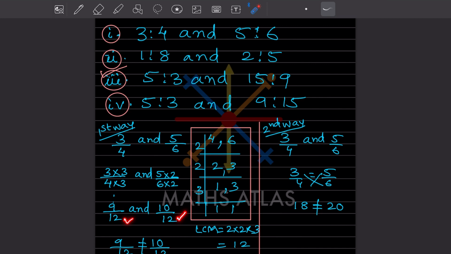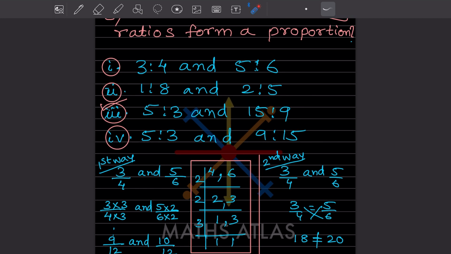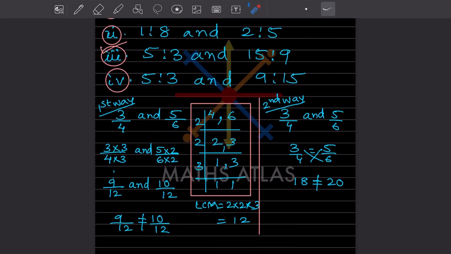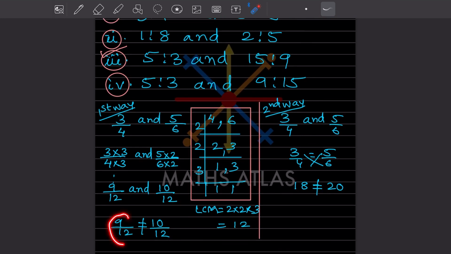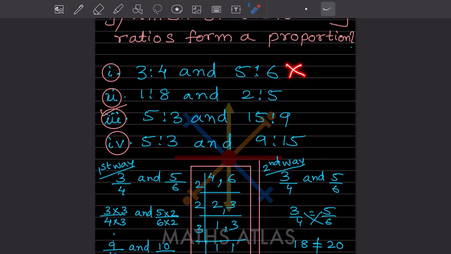Now it is easy to compare. And if both the ratios are the same, that means they are in proportion. So you can see this 9 by 12 is not equal to 10 by 12. So this cannot be a proportion.